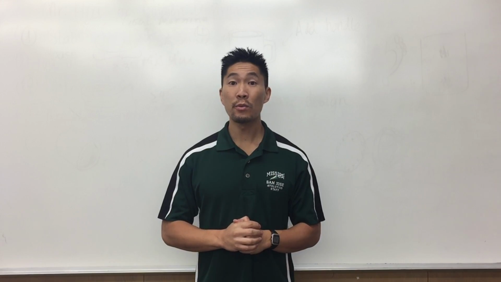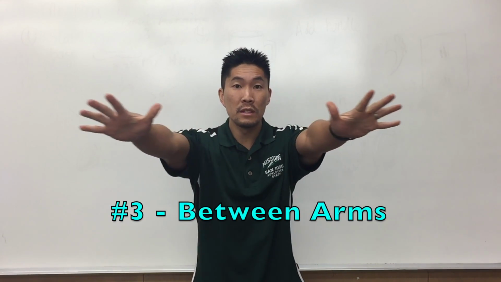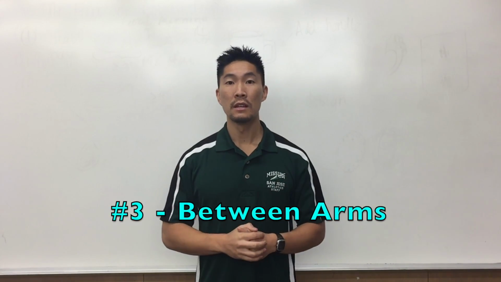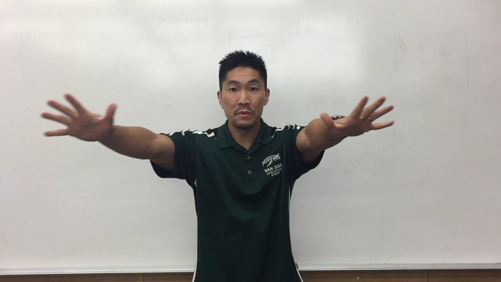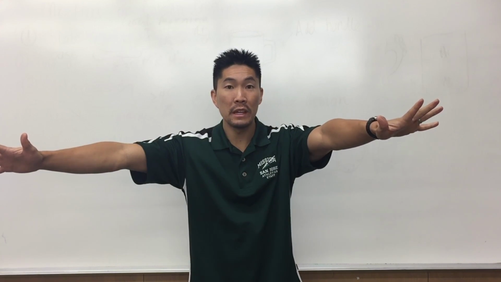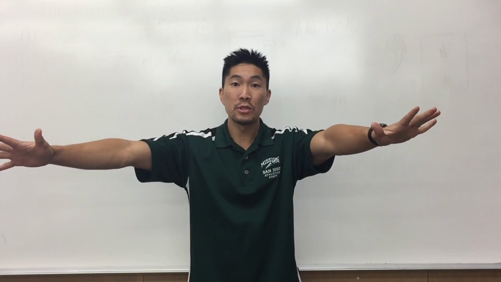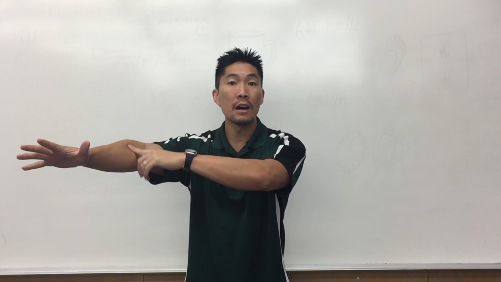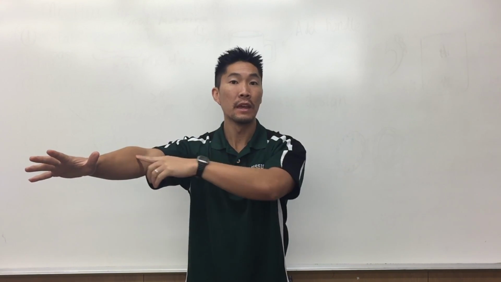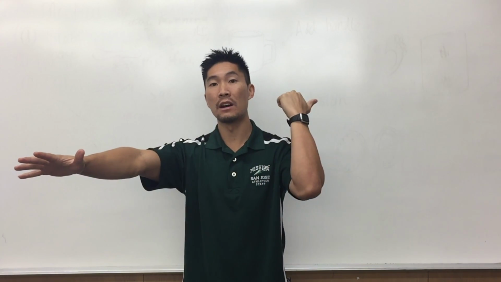The third way to tool the block is in between the blocker's arms. Sometimes blockers will spread their arms very far apart to take away more space, and that gives you a good opportunity to try to spike the ball off of the inside edge of the arm, and it will deflect off the block and off the court.